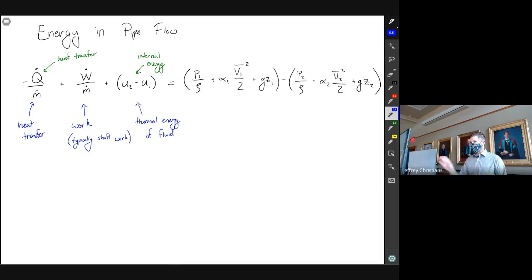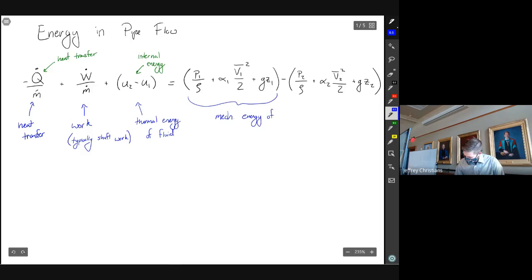The things on the right-hand side are the things that we've spent more time dealing with in this class. This would be the mechanical energy at control surface 1. And obviously the same thing at control surface 2.